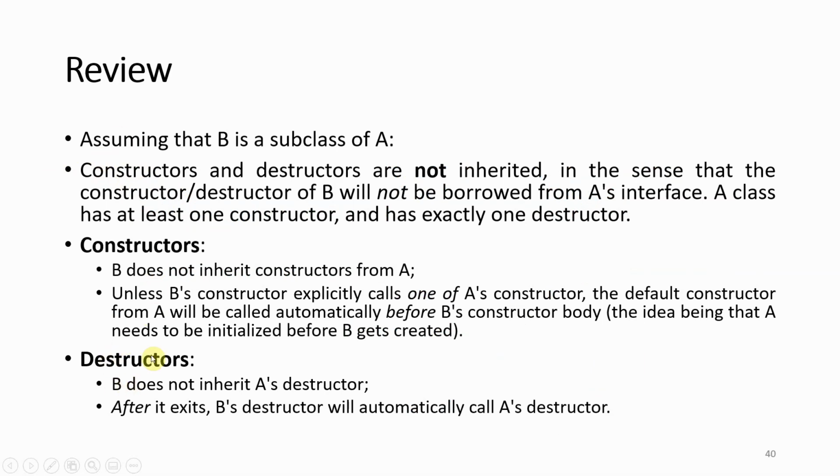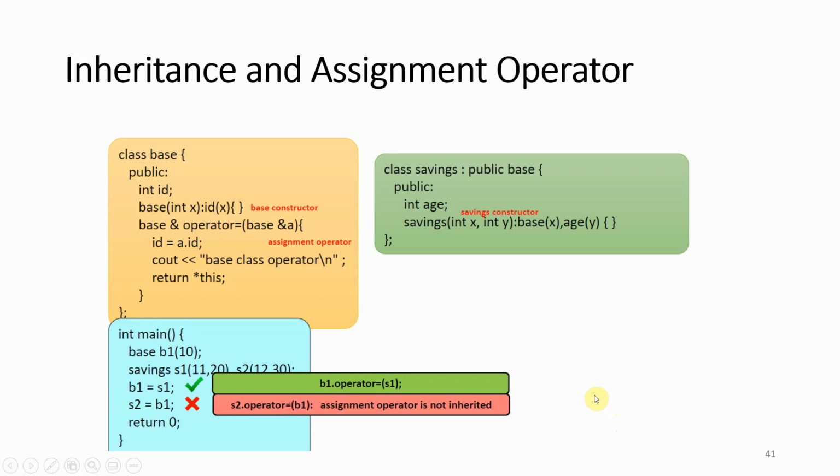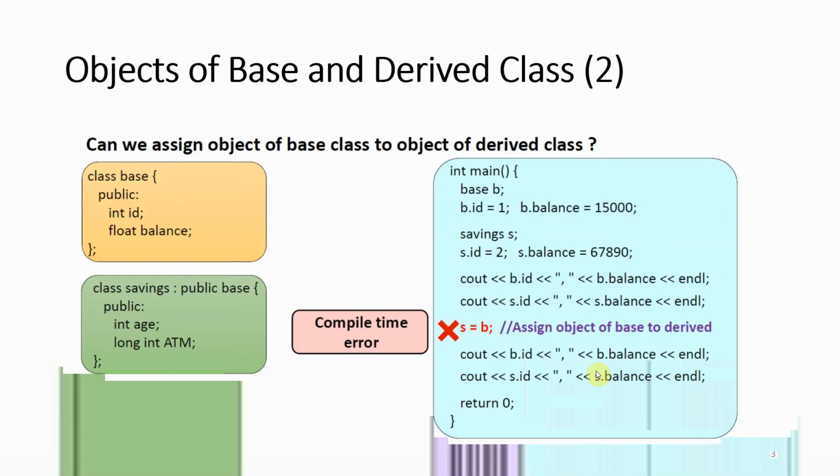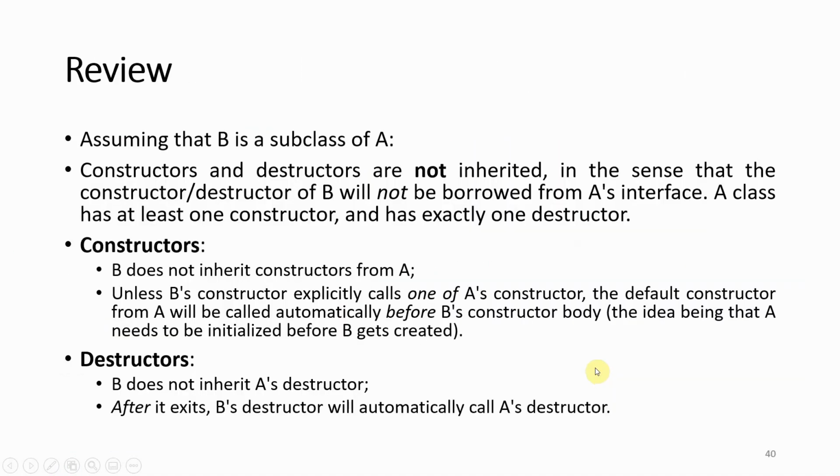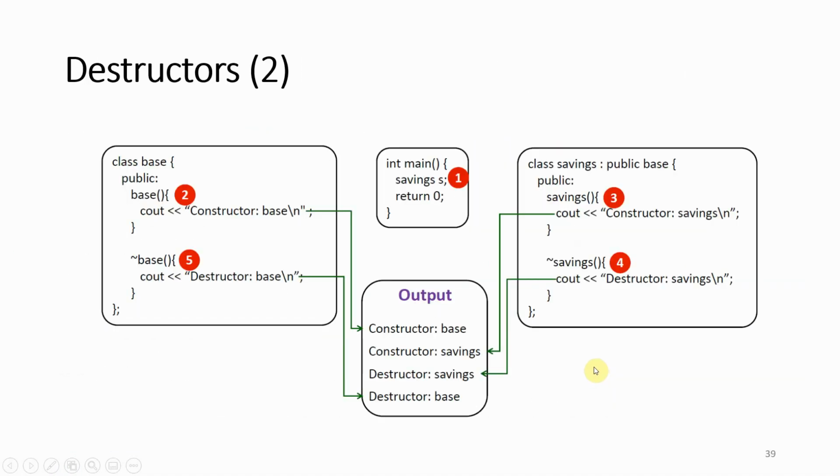I'm just going to review this part. Destructor B does not inherit A's destructor. After it exits, B's destructor will automatically call A's destructor. We have one good example here that we'll see later on. When we talk about virtual destructors, we have a very good example that shows how this works.